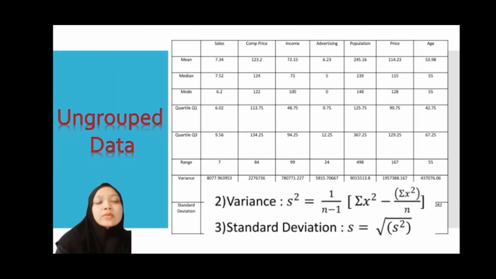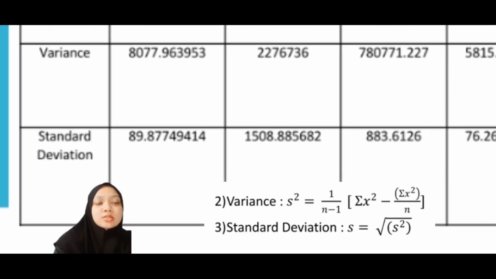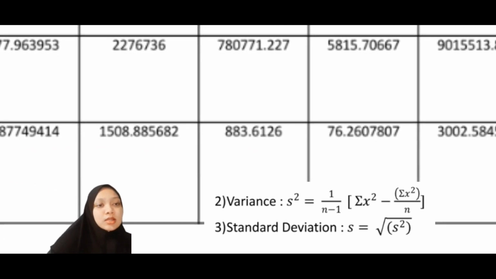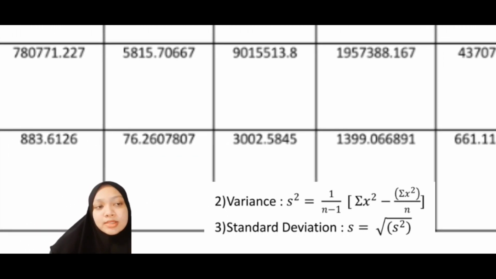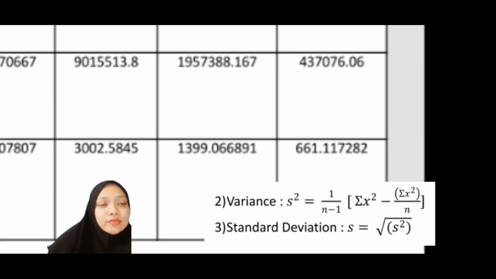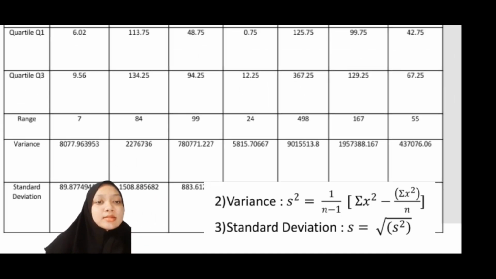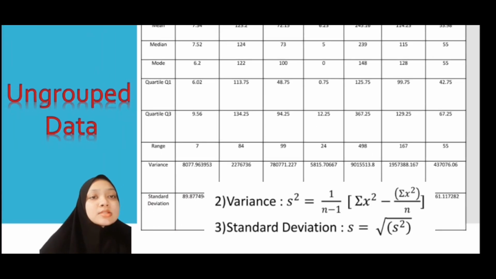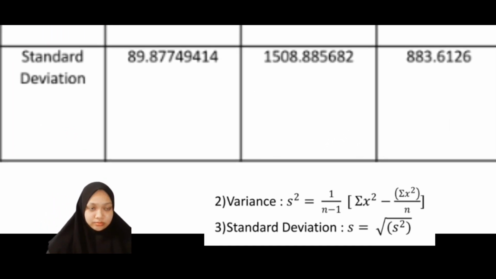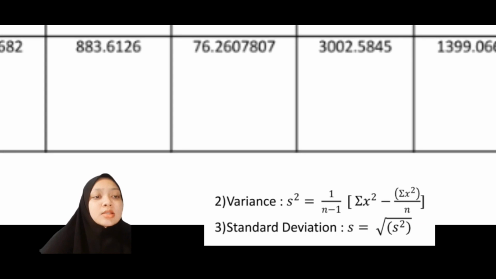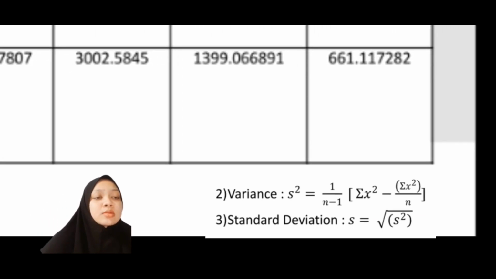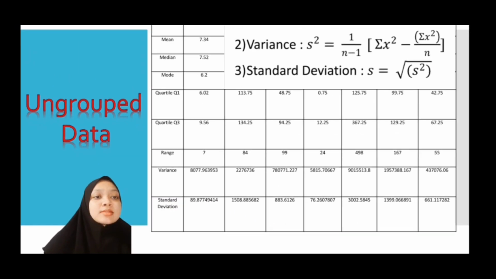Next, variance. The formula for variance is 1 divided by (n minus 1) multiplied by the sum of x squared minus (sum of x) squared divided by n. The next measure of variation is standard deviation. The formula for standard deviation is the square root of s squared, which is the variance.